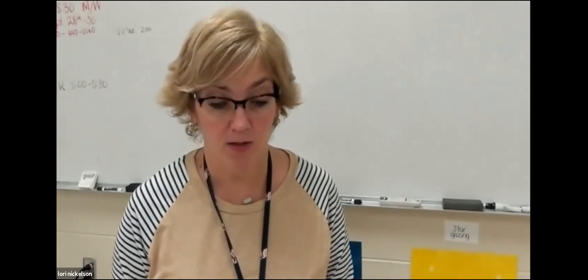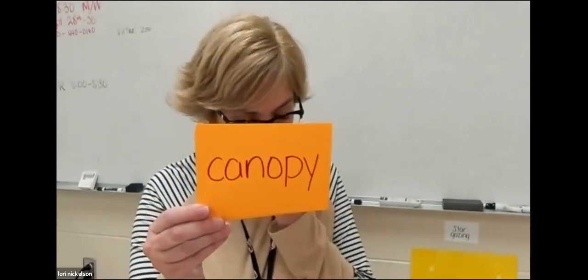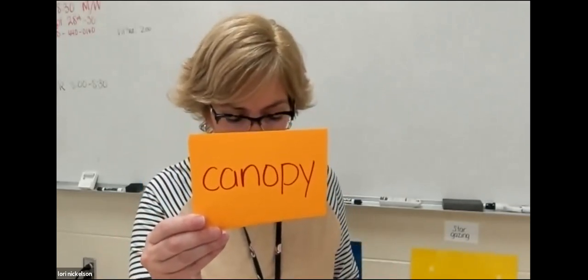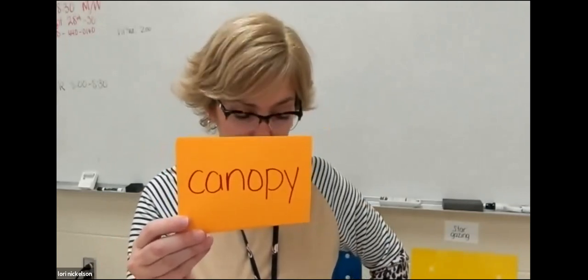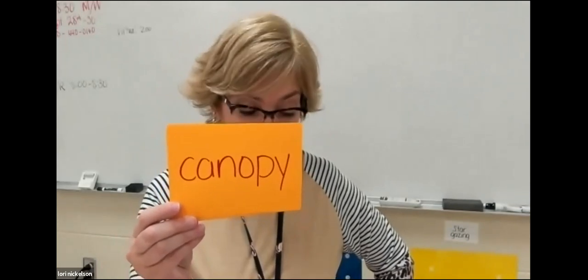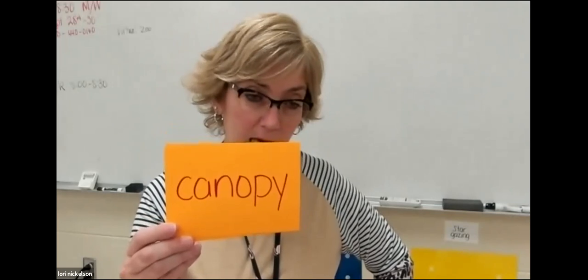Before we get started, though, I want to go over some vocabulary words that you will find throughout our lesson. The first word is canopy. Canopy. It's the top layer of the forest formed by branches and leaves at the tops of the trees. An example: the canopy of the forest shades the plants and animals below. Canopy.